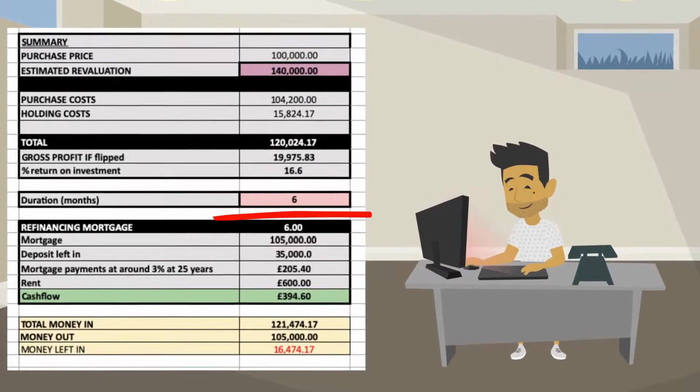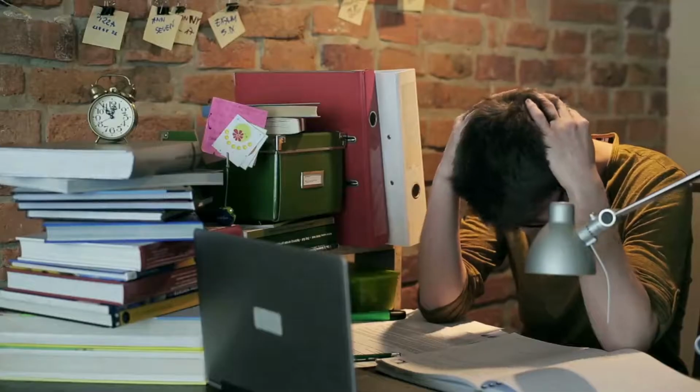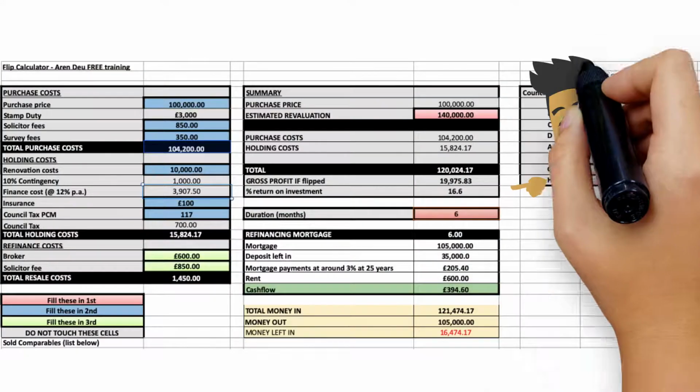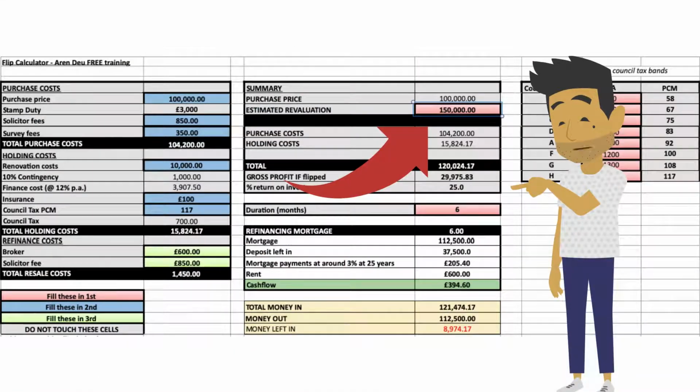I would definitely estimate 6 months, as some buyers may not actually be able to buy your house if you have not owned it for 6 months yourself. A bit of an obstacle that has stumped some people and many do not know about. Now remember earlier I said I wanted 20% profit. Well, if this project was real, I would not take it. However, if you change the estimated revaluation to £150,000, I would likely entertain the opportunity.